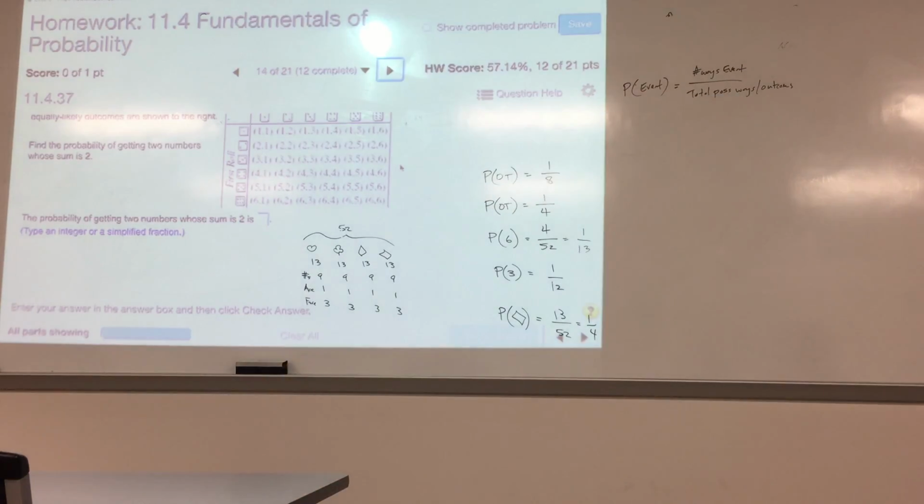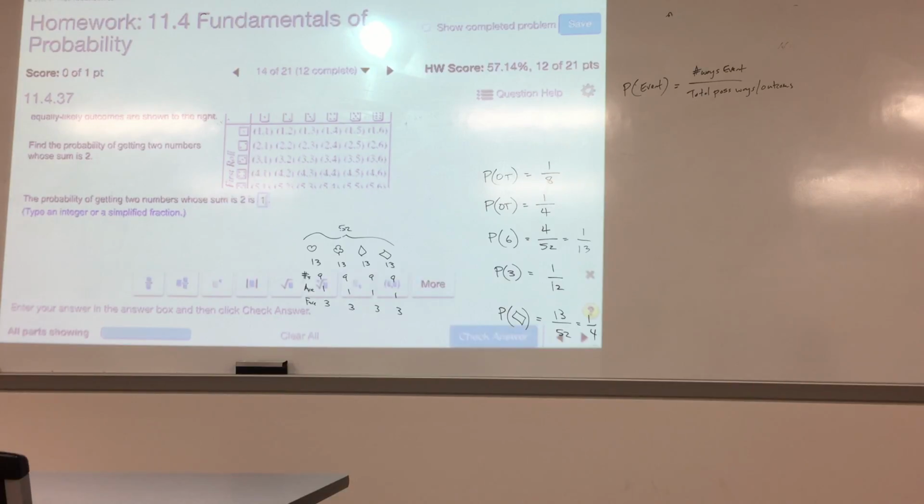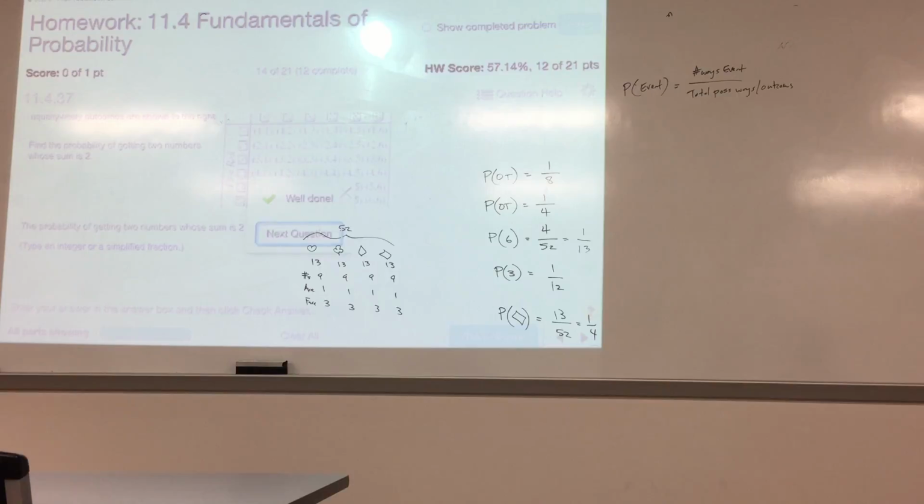Okay, so let's go answer this. Find the probability of getting 2 numbers whose sum is 2. I don't get why they're doing the easiest ones here. This is crazy. It's 1 out of 36, right? Because the only option to get 2 when you add the numbers together is just what? 1 and 1. I don't like this. It's too easy.